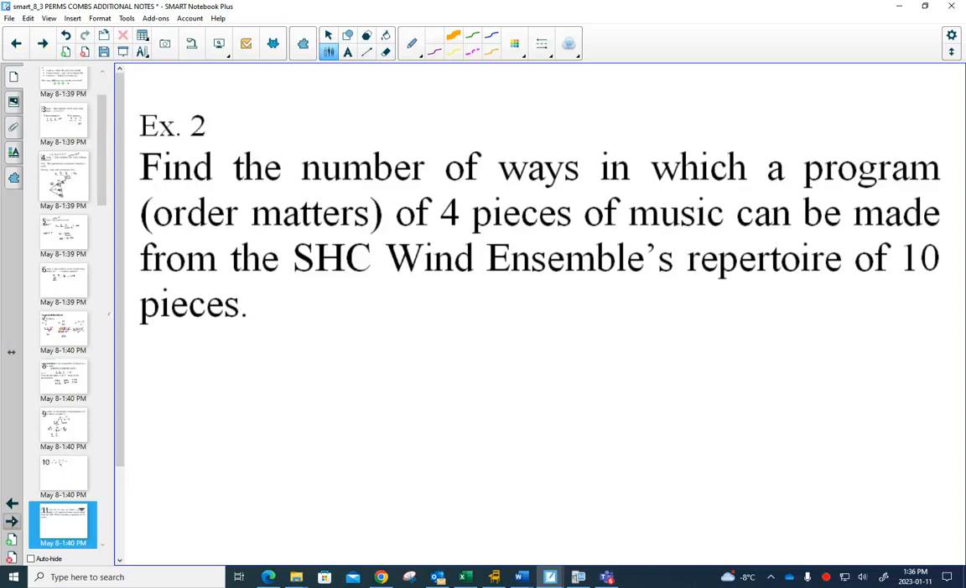But if they had a wind ensemble that could play 10 pieces of music, right? And we're assuming that if you would go to a concert and they were going to play 4 pieces of music, that they wouldn't play the same one 4 times in a row. Usually at a concert, they don't. Have you ever been at a concert where they play the same song twice? Like a standing ovation at the end, and they're like, we have no more music, let's just play the second one again. But usually you don't play the same song twice.